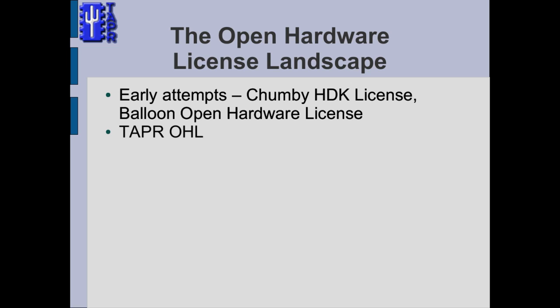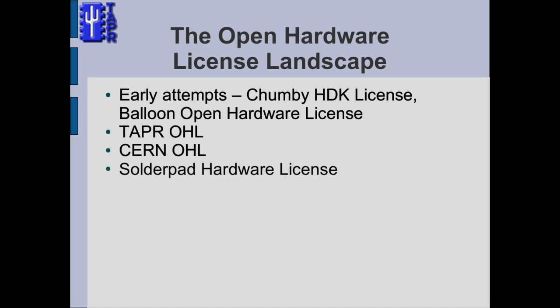The Tapper OHL project started in 2006, and the OHL was released in 2007. CERN published their own version of an open hardware license a couple of years ago, and that's become very well known and has had a lot of activity. There's another license called the SolderPad hardware license that's relatively new. It's not very well known, but it could be very important because it fills a different niche than either the Tapper or CERN licenses.